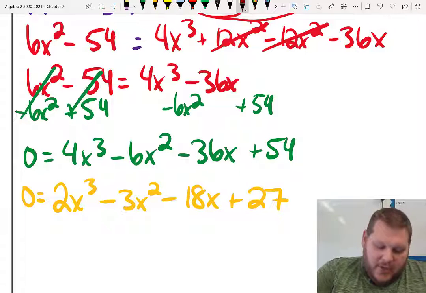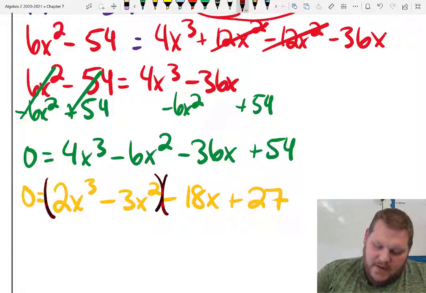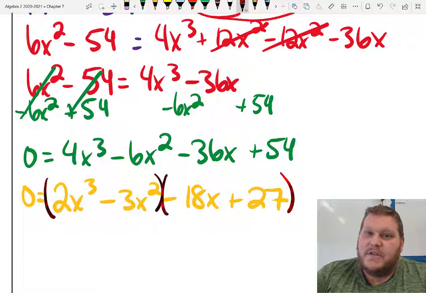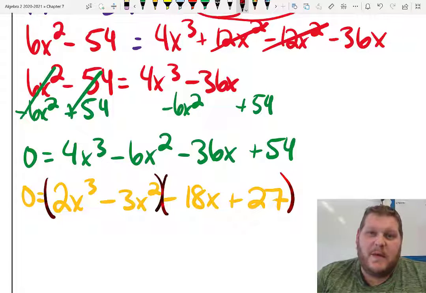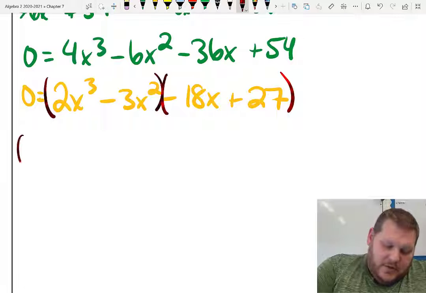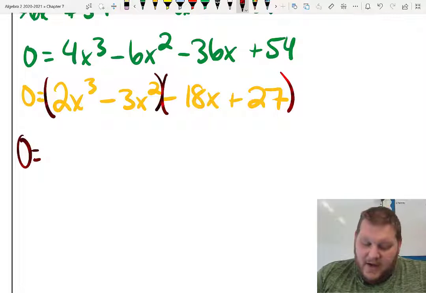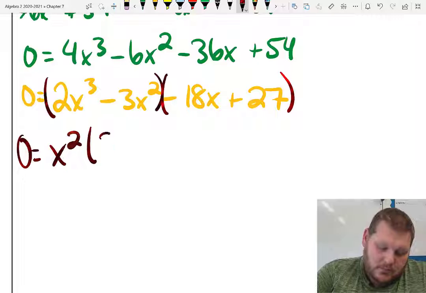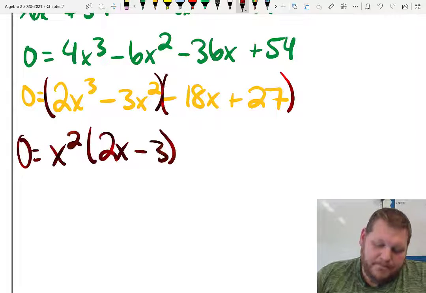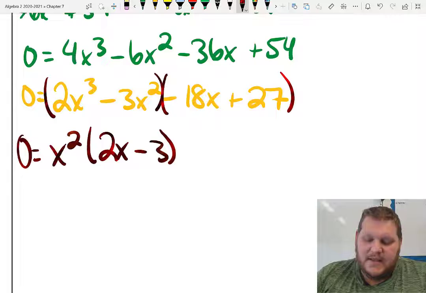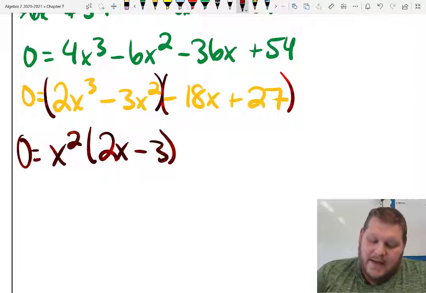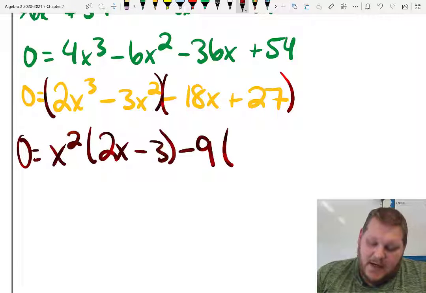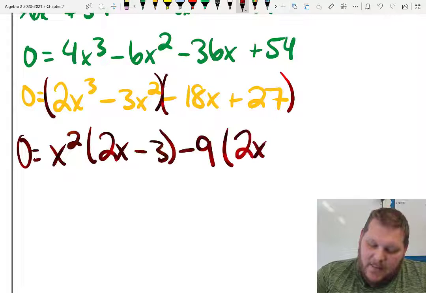So now, factor by grouping. Remember, we think of these in pairs. I'm going to take my first two terms, figure out what's common between them and factor it out, and then do the same thing with my second two. So 0 equals, for my first pair, it's just x squared in common, and that leaves me with 2x minus 3. From my negative 18x plus 27, they both have a 9 in common. But if I factor out a negative 9, that leaves me with a positive 2x, and a negative 3 when I divide by negative 9.